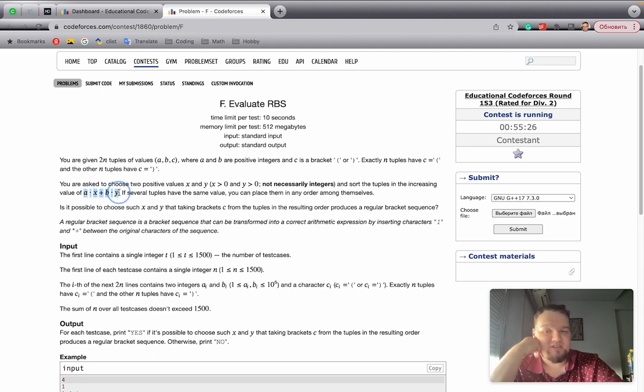Well, this looks like a scalar product. If several tuples have the same value, you can place them in any order among themselves. Is it possible to choose such x and y that taking the bracket c from the tuples in the resulting order produces a regular bracket sequence?